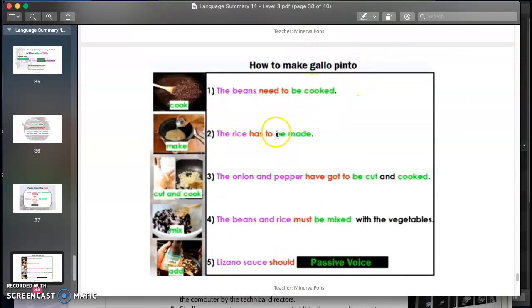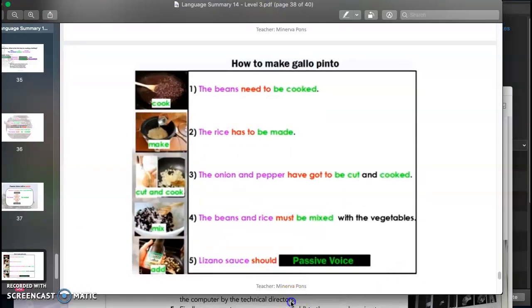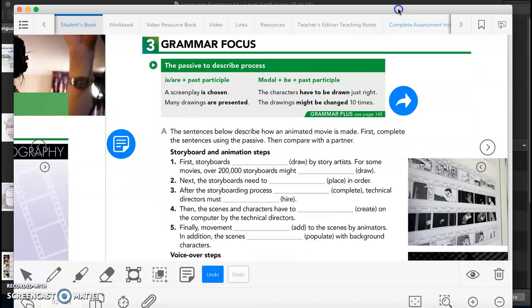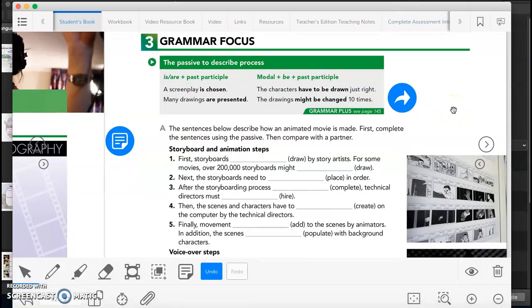The beans need to be cooked, the rice has to be made, the onion and pepper must be cut and cooked. The beans and rice must be mixed with the vegetables. Lizano sauce should be added, for example. But this is basically what we have in here. We have the passive voice using the verb to be, is, are, plus past participle, and using modals, modal plus be plus past participle, to describe process.